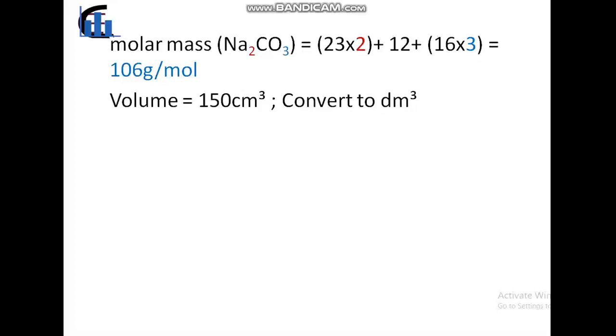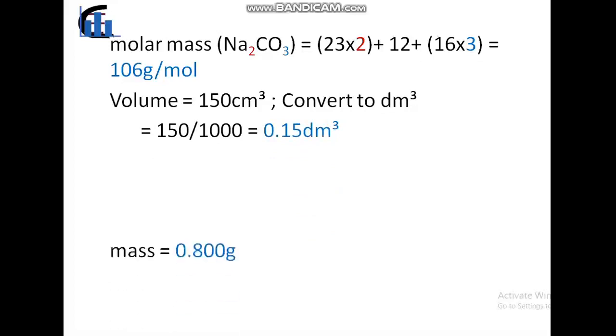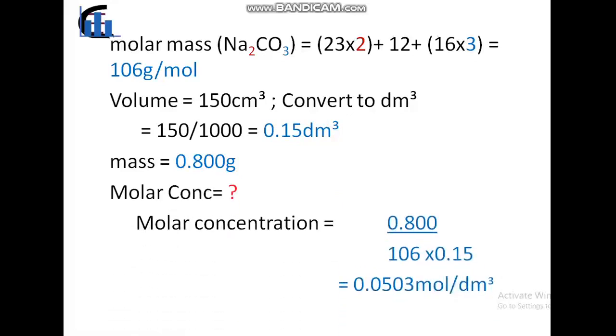Volume is equal to 150 cm cube. Again, convert the cm cube to dm cube by dividing the value by 1000. So we have 150 divided by 1000 gives us 0.15 dm cube. Our mass, which is also given in the question, is 0.800 grams. The molar concentration is unknown, so we have that molar concentration is equal to 0.800 over 106 times 0.15, which gives us 0.0503 mole per dm cube in three significant figures.